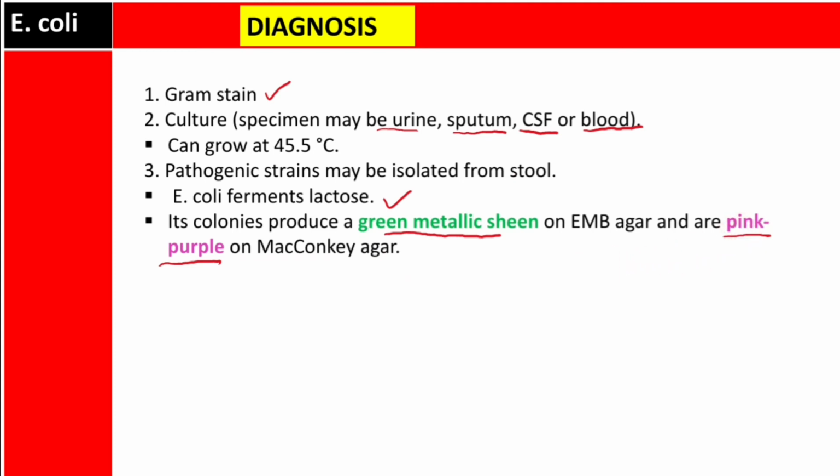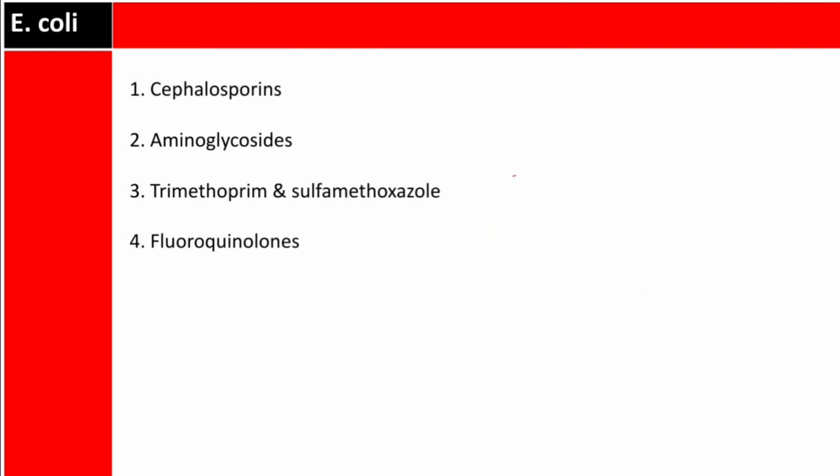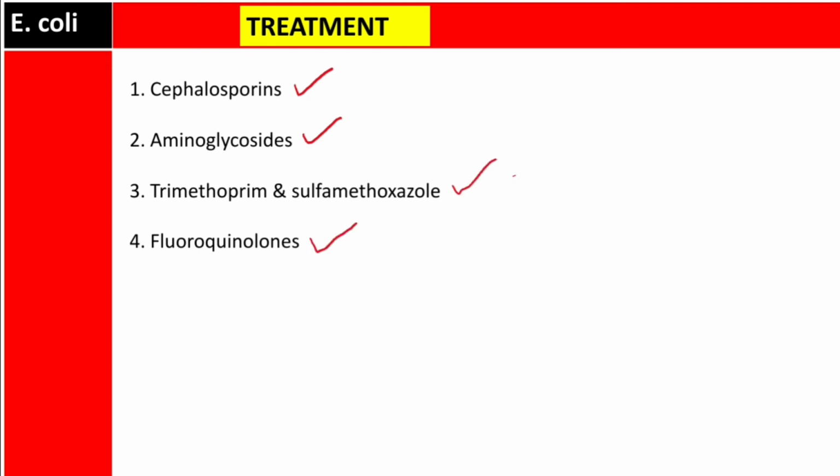Okay, I just want to give you an idea on treatment. The most commonly used antibiotics include cephalosporins, aminoglycosides, trimethoprim and sulfamethoxazole, and fluoroquinolones.